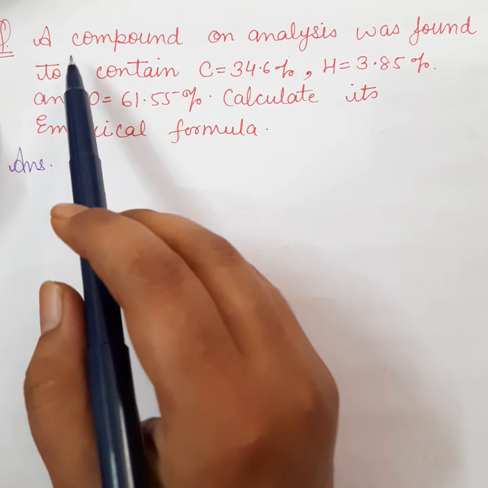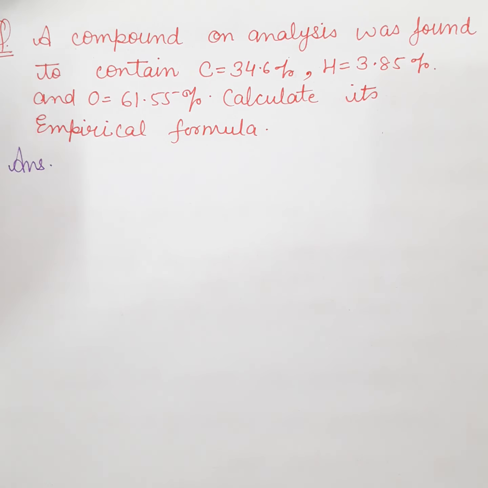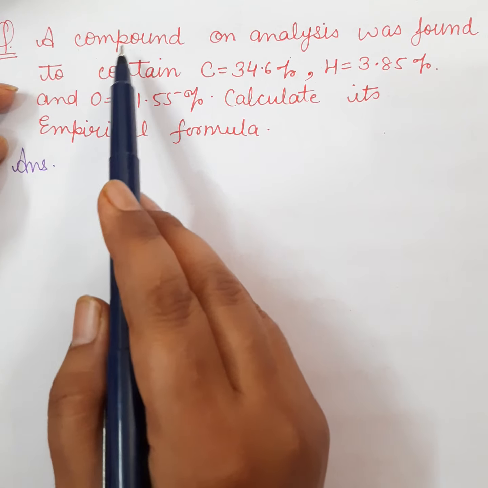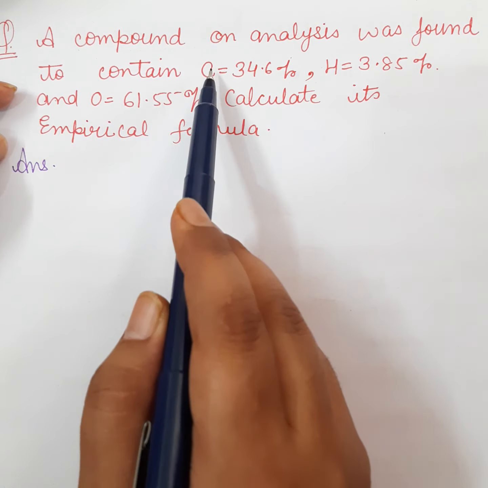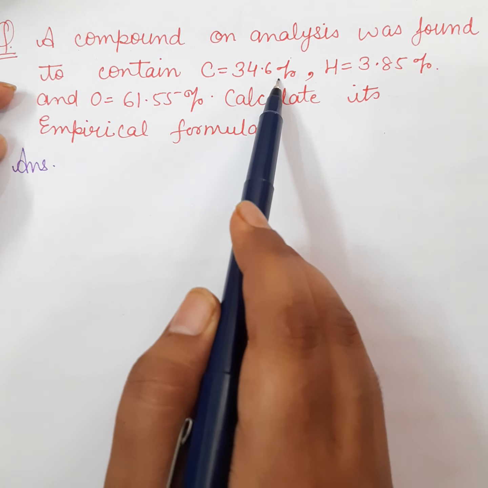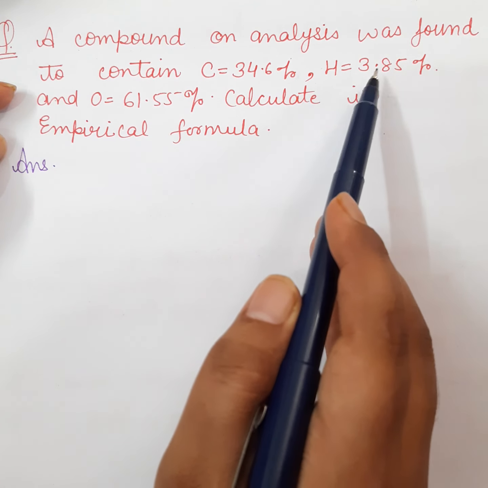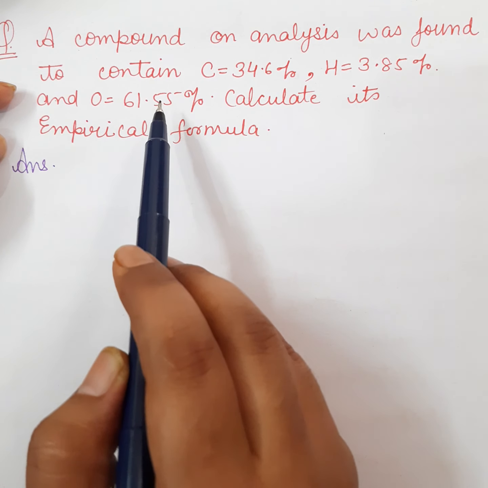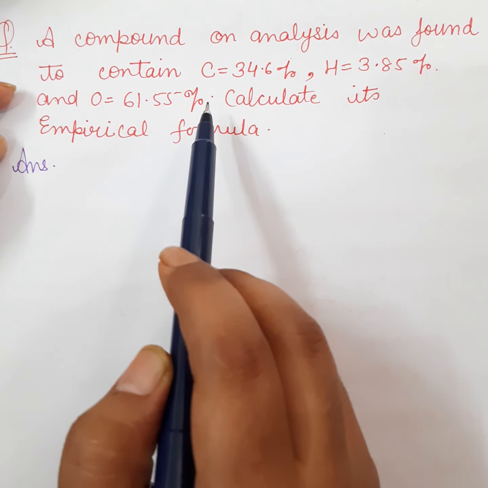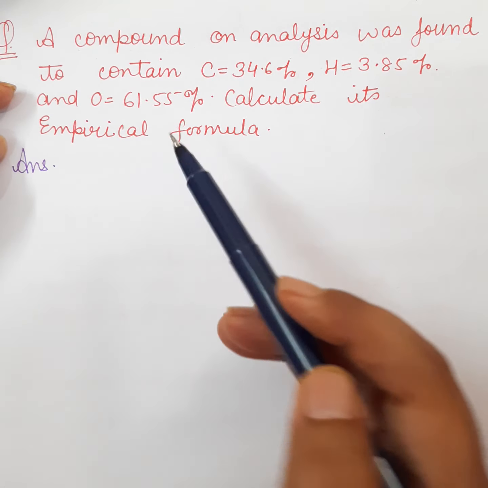Now take an example just to understand how to calculate the empirical formula. So I am going to take an example in this video, students: a compound on analysis was found to contain carbon 34.6%, hydrogen 3.85%, and oxygen 61.55%. Now calculate its empirical formula.